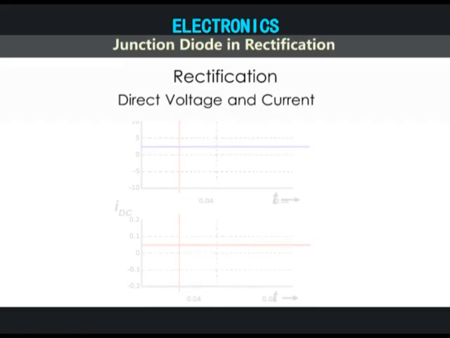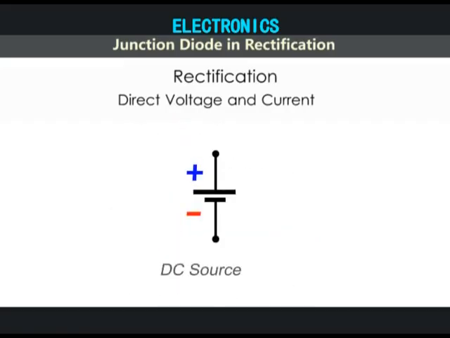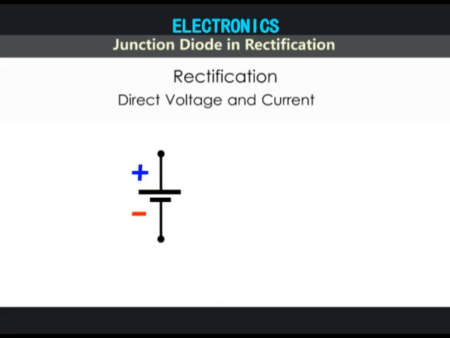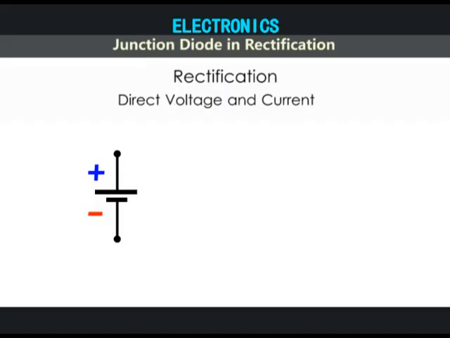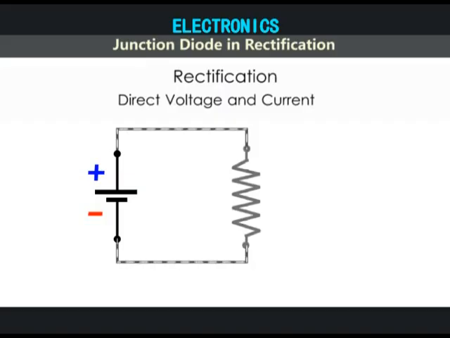For example, the voltage available at the terminals of a cell and battery is direct voltage because it does not change its polarity and remains constant in magnitude. When this voltage is applied across a load, current will also be direct in nature, meaning that it does not change in direction and magnitude with respect to time.